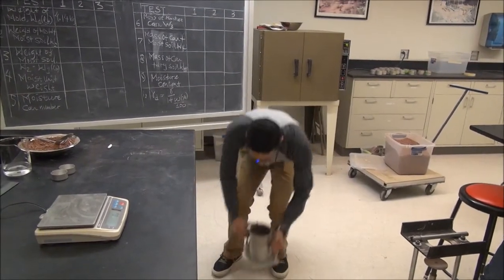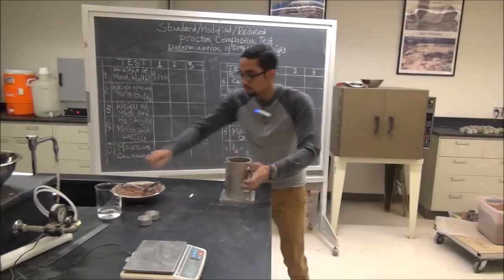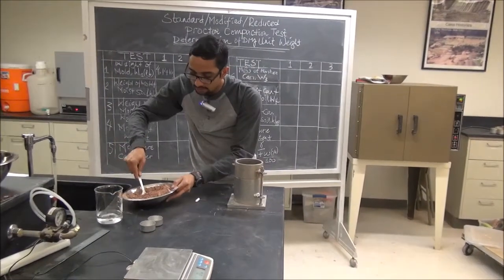Next thing to do is again fill this mold with 2 to 3 inches of soil on top of that layer.